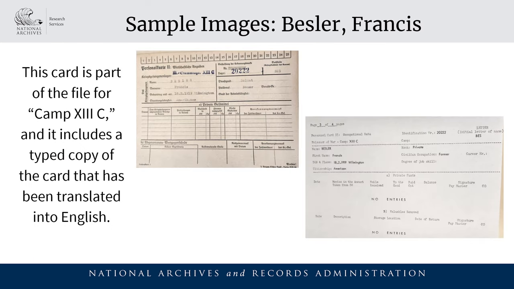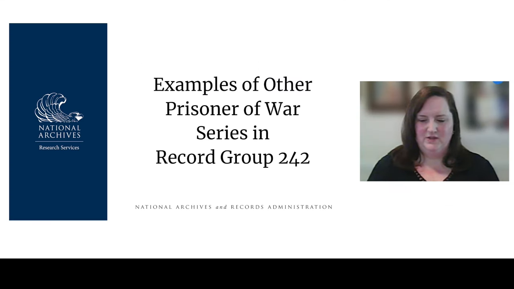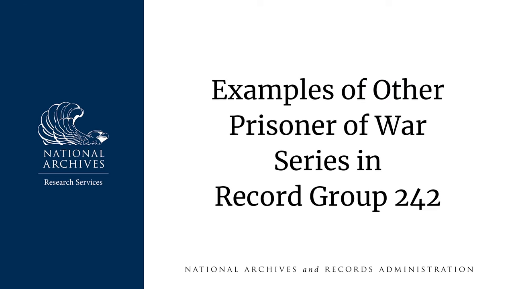A small section at the end of this series is arranged by POW camp name or number. This card for Francis Bessler at Camp 13C includes a typed English copy of the form too. Most of the cards in this series do not include this type of translation, but as I mentioned earlier, these standardized forms are still fairly accessible to non-German speakers. And when the digitized records are in the catalog, they should be searchable by prisoner name. So that was a quick look at some examples from the main series of American Prisoner of War records in Record Group 242 that will be digitized and in the catalog soon.